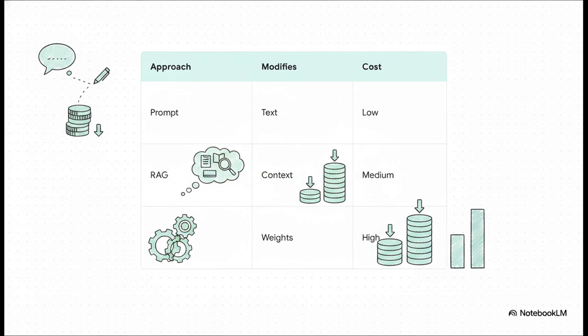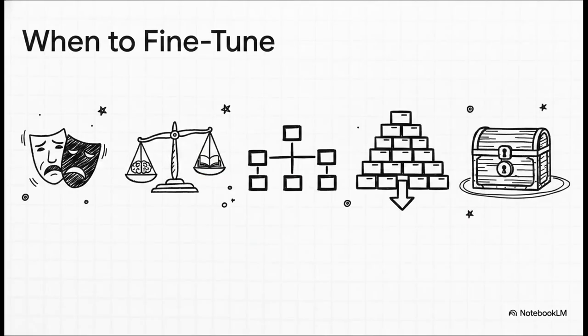You really should only pay this steep cost when you desperately need consistent behavioral patterns that the cheaper options just can't enforce. So, when does fine-tuning actually earn its keep? Well, there are 5 very specific scenarios. First, when you need a consistent style or format, like a customer support agent that strictly adheres to your brand's voice. Second, domain-specific reasoning. Think of a legal research assistant that has to parse local case law. Third, strict output schemas. We're talking complex, nested JSONs where prompt engineering just can't give you a 100% guarantee.